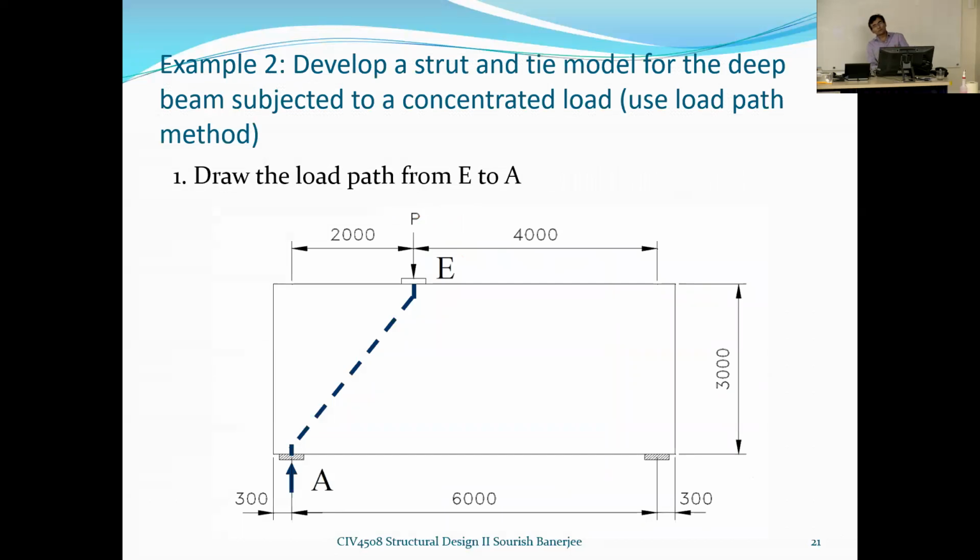Example 2, this is a bit more involved one, but we'll see how we can use this load path method to develop the strut and tie model. Okay, so it's a 6 meter long beam and 3 meter deep. So again, that's a deep beam. The L over D ratio is 2. Can you see that the L over D ratio is 2, which is very, very high.